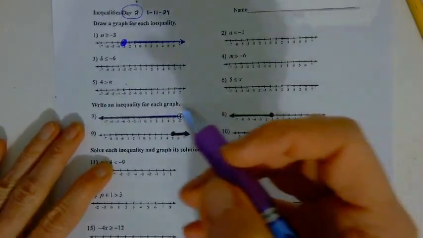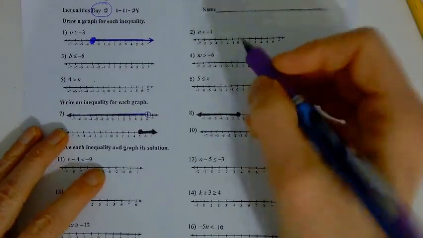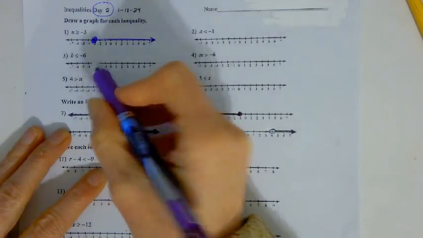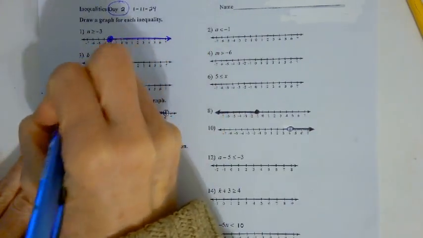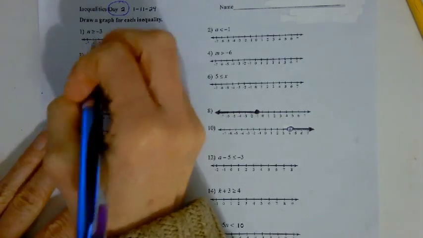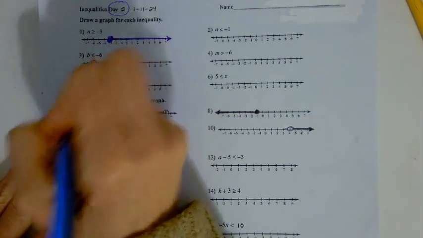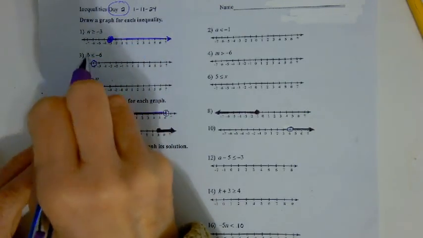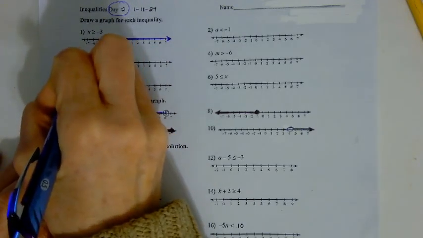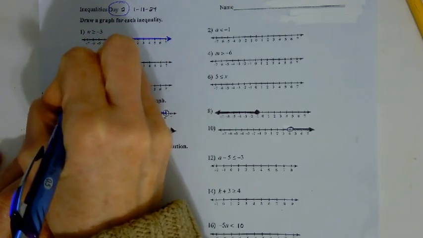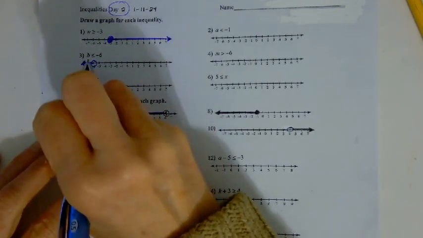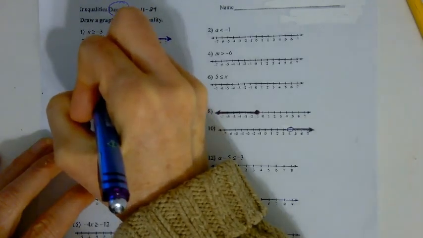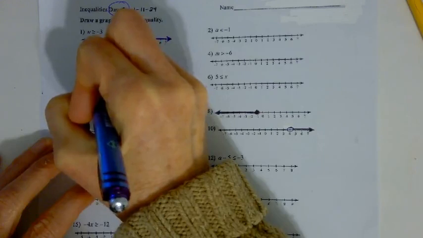Okay, let's see. Actually, no, I'm going to do number 3. So we want all the numbers here, it says, that are less than or equal to -6. So we put a bubble at -6. That's our boundary. Now we want all the numbers less than that. So we're going to shade to the left. We also want to include -6 in our solutions, because this says b is less than or equal to, so we're going to go ahead and shade that in.